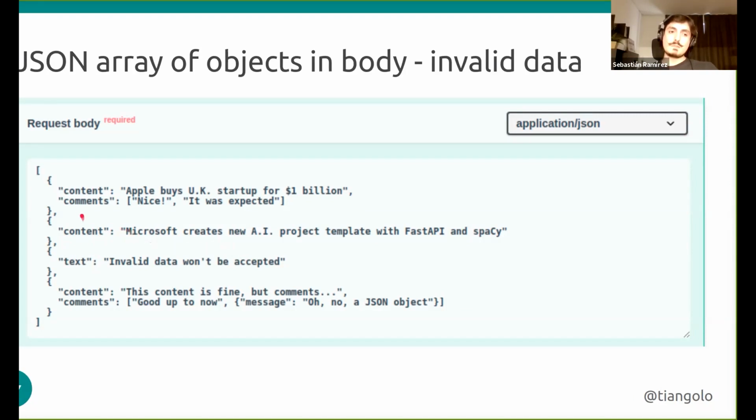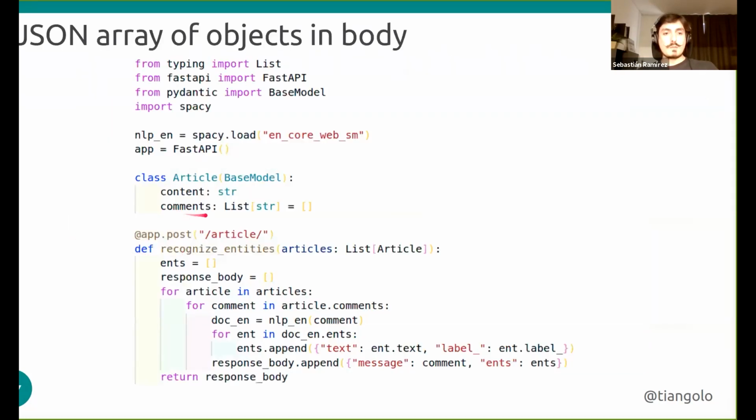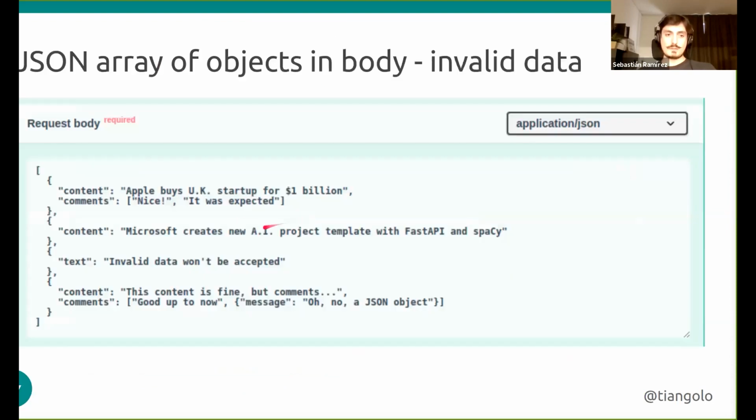This is all valid, but this one doesn't have comments. But if we check back at the code that we declared, the comments is a list of strings that by default is an empty list. So this is not required. We are accepting data that doesn't have this because we say that by default it's an empty list. If we remove this part, it will be required. But we are not requiring it because it doesn't have to have comments all the time. So this is also valid.